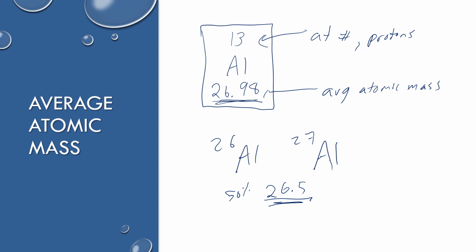So I don't know what the numbers are off the top of my head, but you're going to see more of one isotope than the other. And there might be 3 isotopes or 4 isotopes, whatever it is. It will be an average based on the percentage abundance of how much of those isotopes are present in nature.